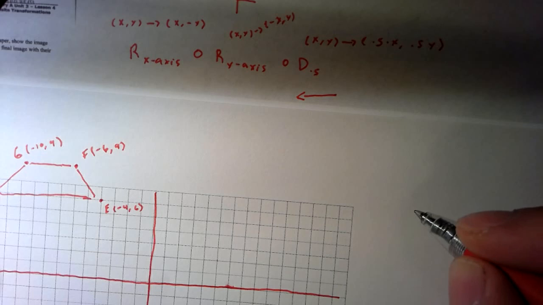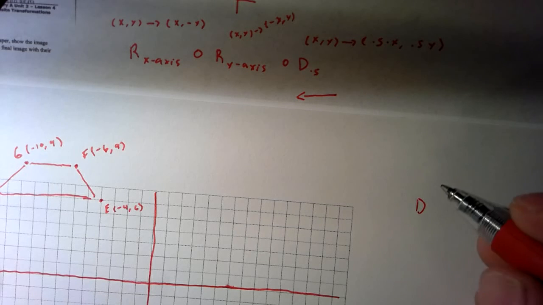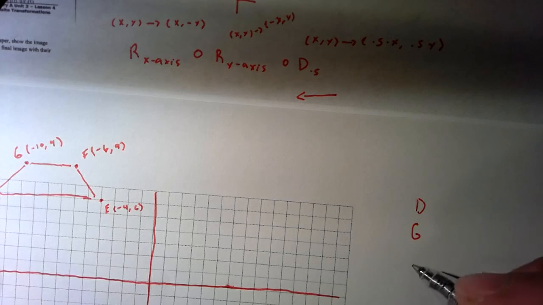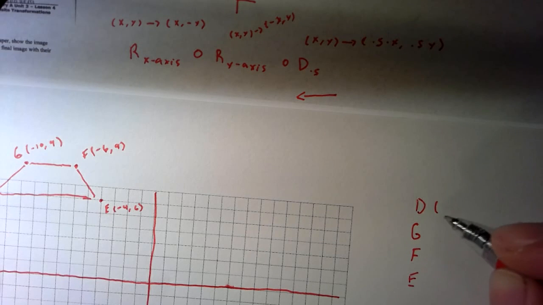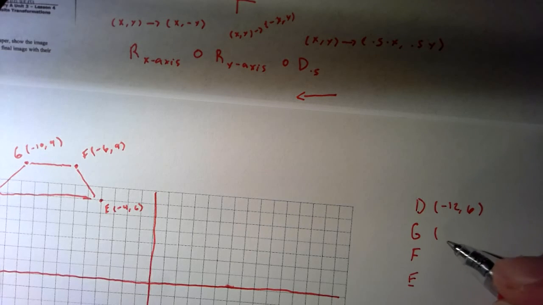So I'm going to, just to organize this, I mean, you don't have to do this, but I actually recommend you do this because it's nice to organize the work so it's not all over the place and confusing. This one was at 9, right? Yeah. And then F was -6, 9.